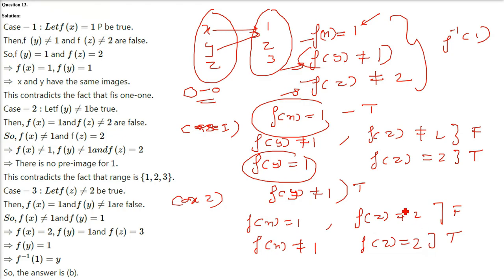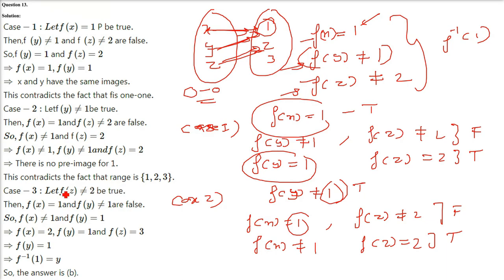What do you get? f(z) is okay, it is giving you a proper value. But f(x) is not 1 and f(y) is not 1. So 1 is not having a pre-image, because f(z) is 2. x and y are not giving 1. So this contradicts the range being 1 to 3. The range is not 1 to 3 here, because 1 is not there.